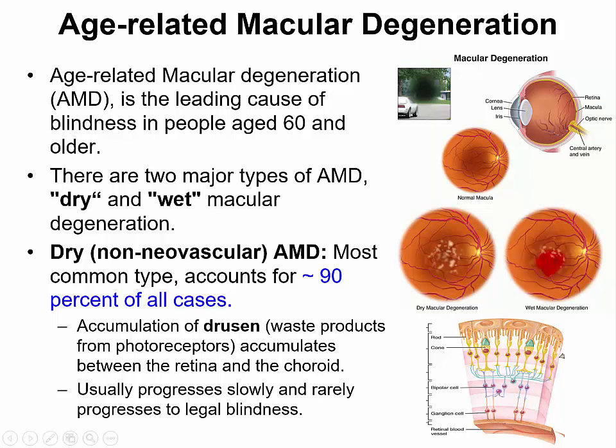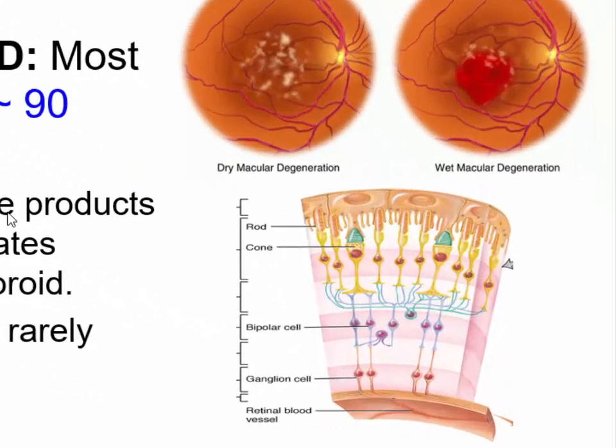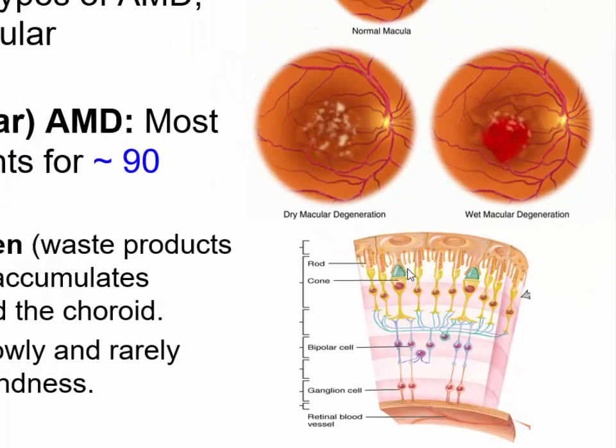In this situation, the person is going to produce drusen, which is a waste product of photoreceptors. So remember how we talked about these discs, and as they get shed, the pigment epithelium phagocytoses those? Well, if it's not working correctly, it's not phagocytosing the old discs, and they can accumulate in the area as well as other debris, and altogether we call that drusen. It can accumulate between the retina and the choroid, and it can cause visual problems. However, it usually progresses very, very slowly, and this dry AMD rarely progresses to legal blindness.